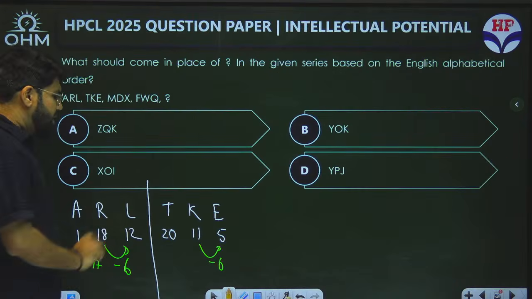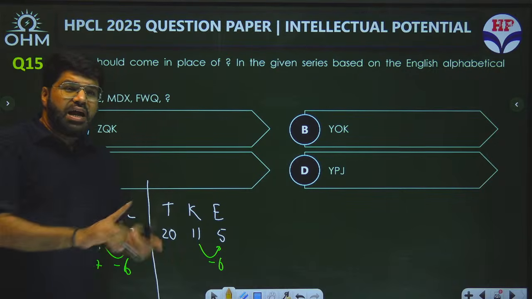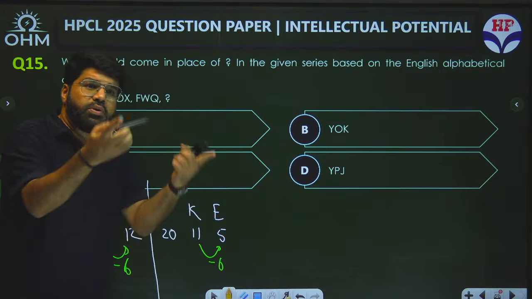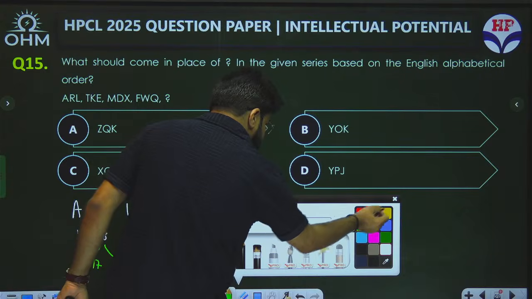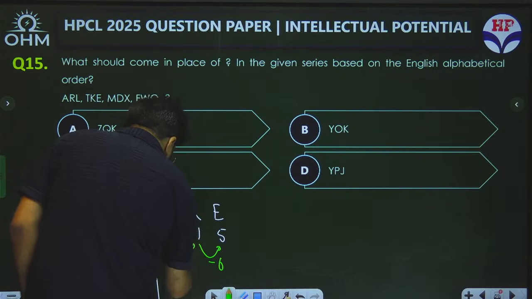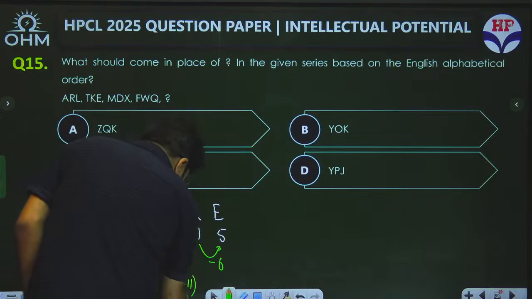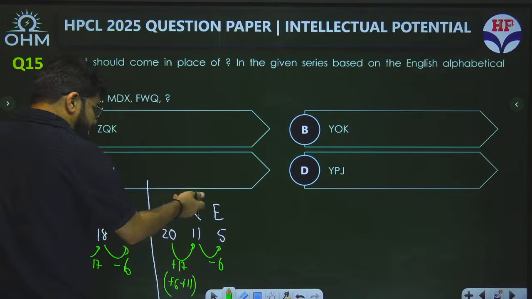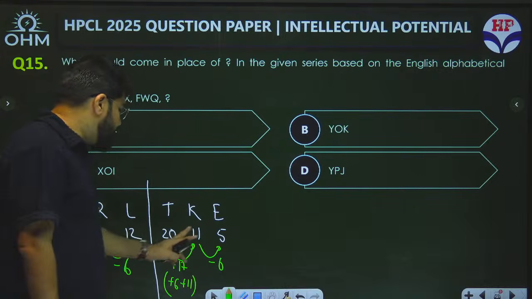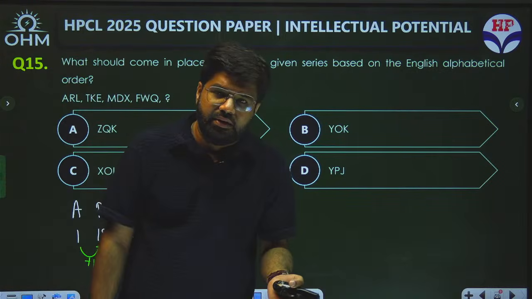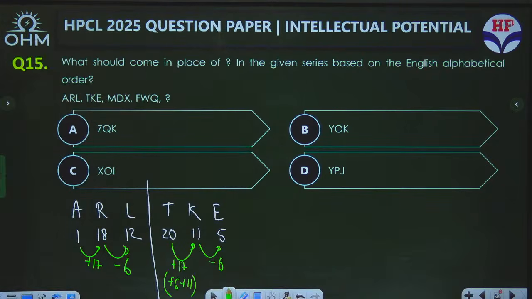So understand this way, T is 20. Suppose you wanted to do plus 7, but after plus 6 the letters will exhaust, so the counting has to be broken like this. This is plus 17 only. Plus 17 means plus 6 and plus 11. After plus 6 you will come to Z, then with plus 11 the counting will restart and you will reach K. Got my point? Because 20 plus 17 is 37, but there is no 37th letter. After 26, the counting will restart from 1.